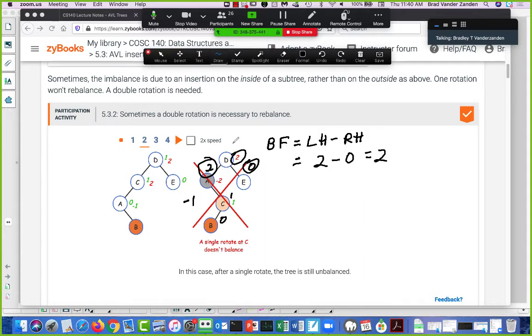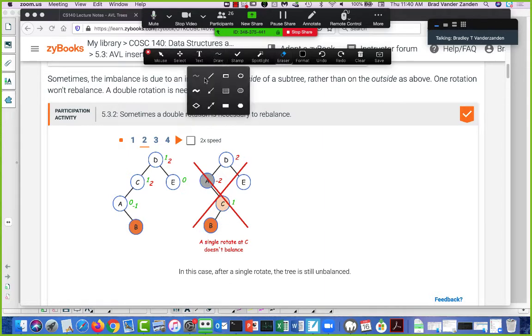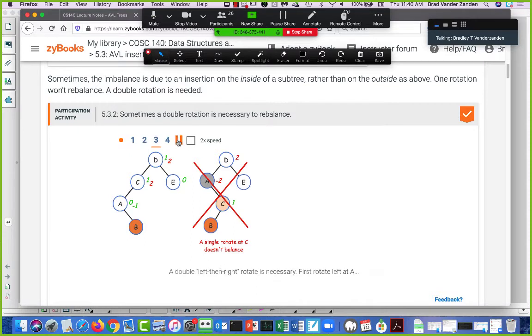At any rate, this single rotation didn't work. It left the tree unbalanced. So when we have what is called an inside insertion, we need to perform a double rotation. And the double rotation will be performed about the grandchild. So in this case, we start with a rotation about B, the grandchild of the imbalanced node, which in this case is C, and we're going to do 2 rotates about that grandchild.